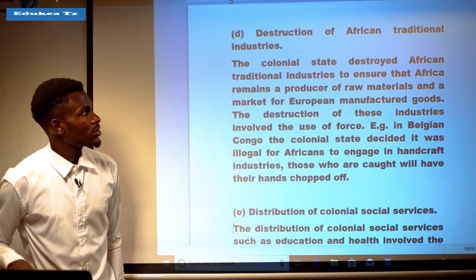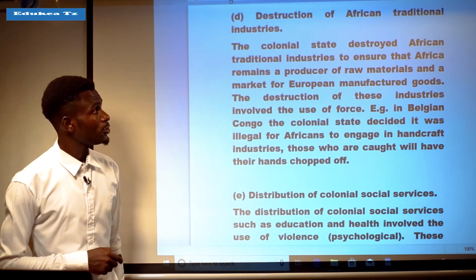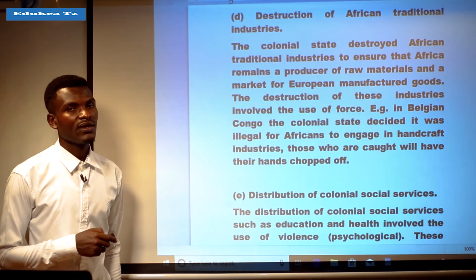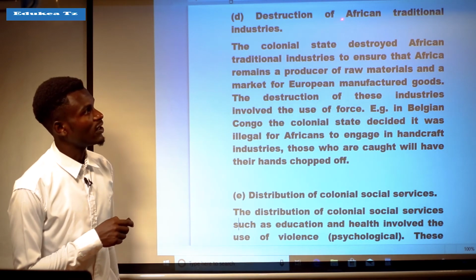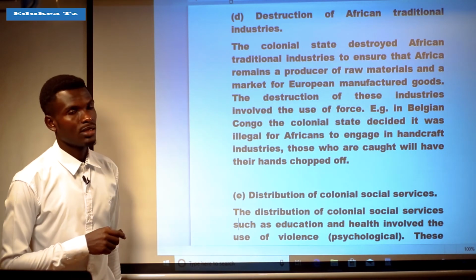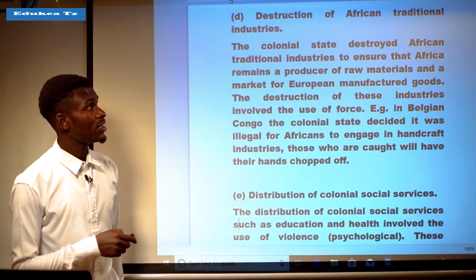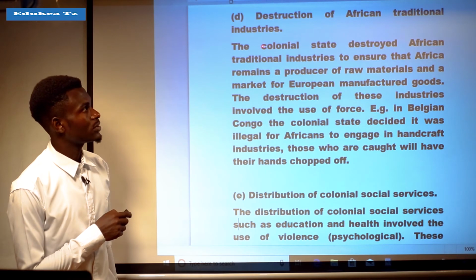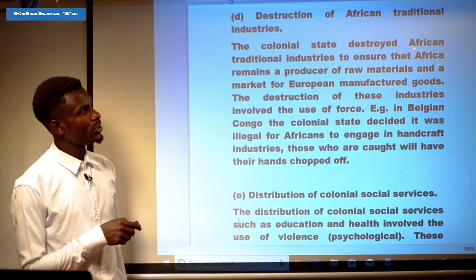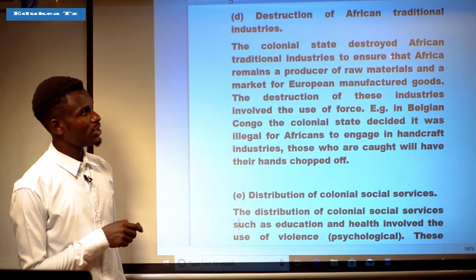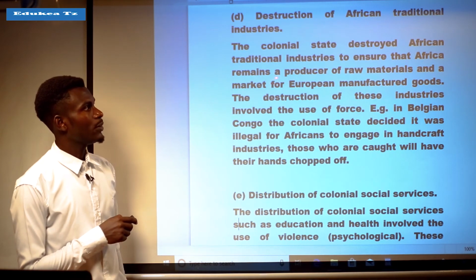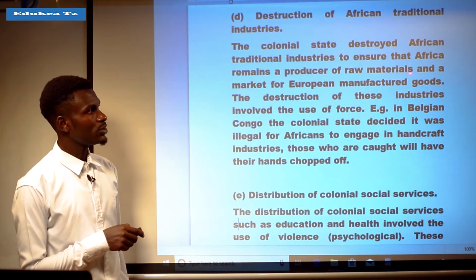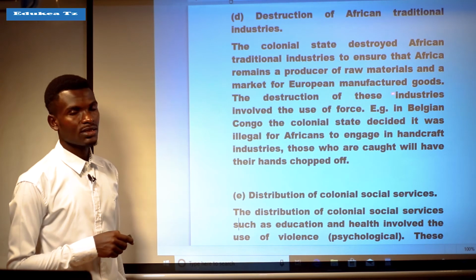Another measure that can show us that the colonial state was violent in nature was destruction of African traditional industries. The colonial state destroyed the African traditional industries to ensure that Africa remains a producer of raw materials and a market for European manufactured goods.